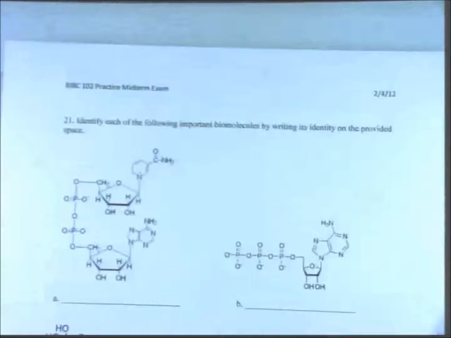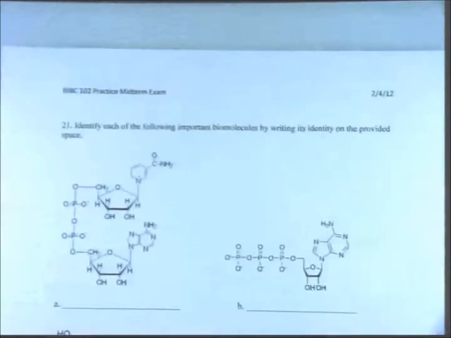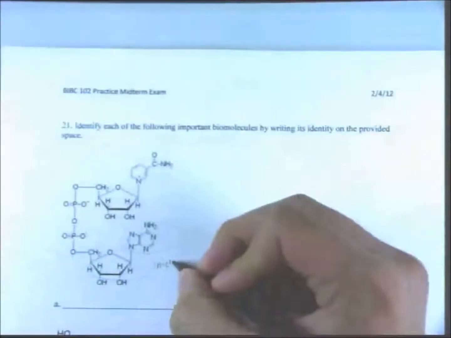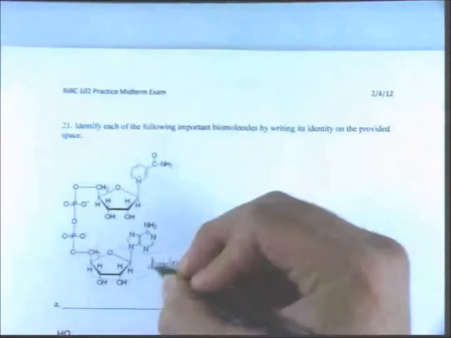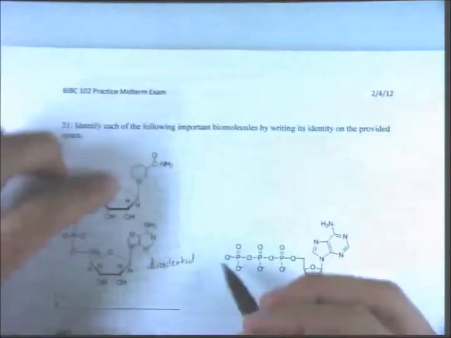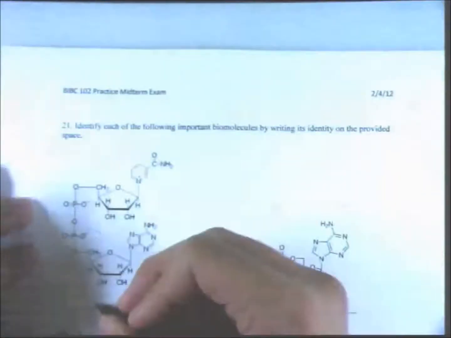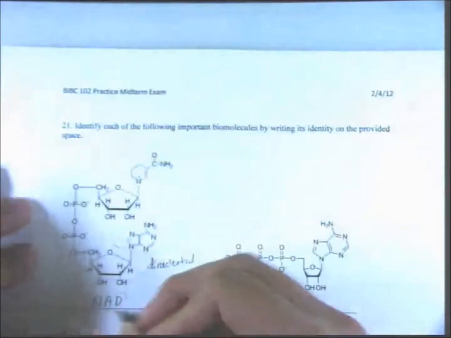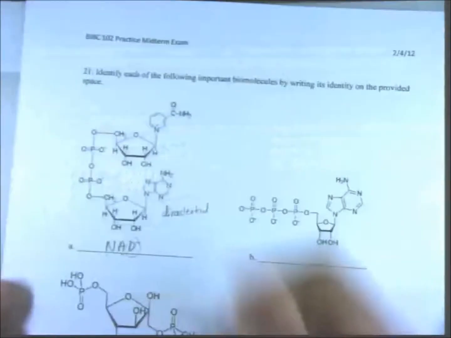So it says, I've seen this before, okay? Identify each of the following important biomolecules by writing its identity on the provided space. Okay. What does a phosphate, a ribose ring, and a nitrogenous base look like? It's a nucleotide, right? So this is a nucleotide. How many nucleotides do we have in here? So it's a dinucleotide, right? So nicotinamide adenine dinucleotide is the structure, right?